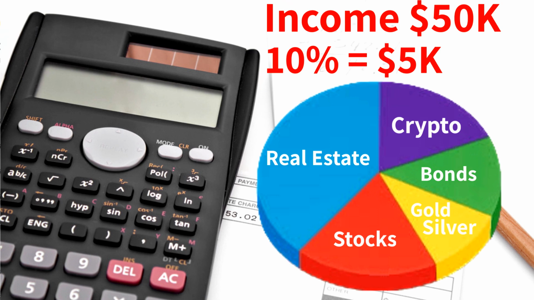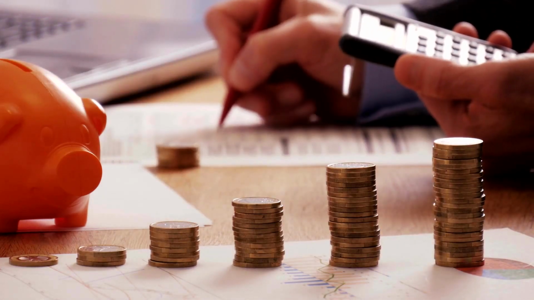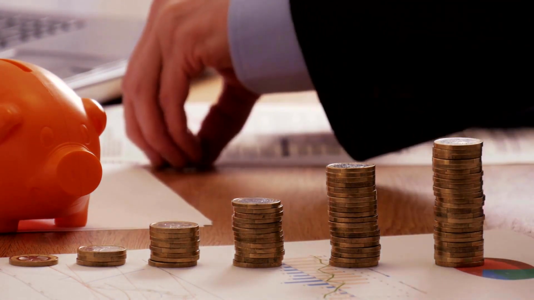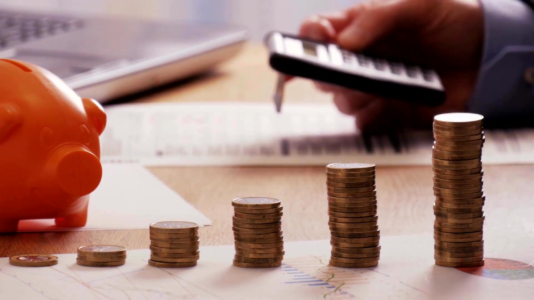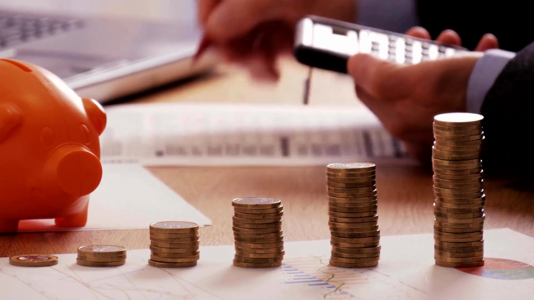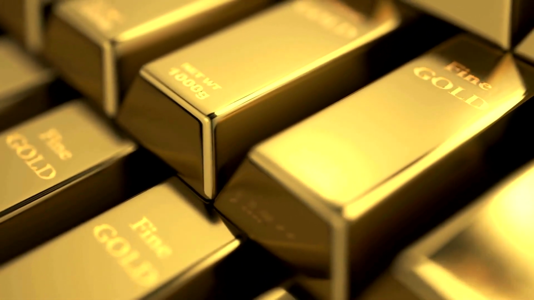I like to base my investment strategy on my income. So 10% goes to a side, and then out of that 10% I would allocate into different things. I personally hold real estate, obviously. I hold cryptocurrencies. I hold stocks. I don't have any bonds because I'm still young, but that does not mean that I'm not going to have bonds in the future. And I do have some precious metals.